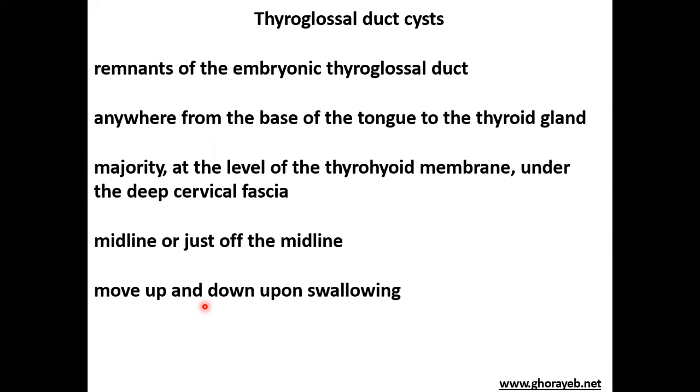She gets more specific with the location of it: the majority of them are at the level of the thyrohyoid membrane, under the deep cervical fascia. But the key point is how it moves up and down when the patient swallows, and it's in the midline or just off the midline. So that's a thyroglossal duct cyst.